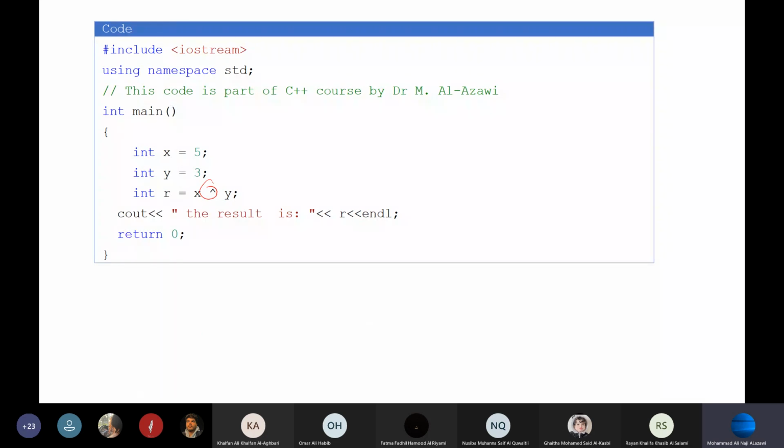See, exclusive OR truth table. I'm sorry, if you give me one second.